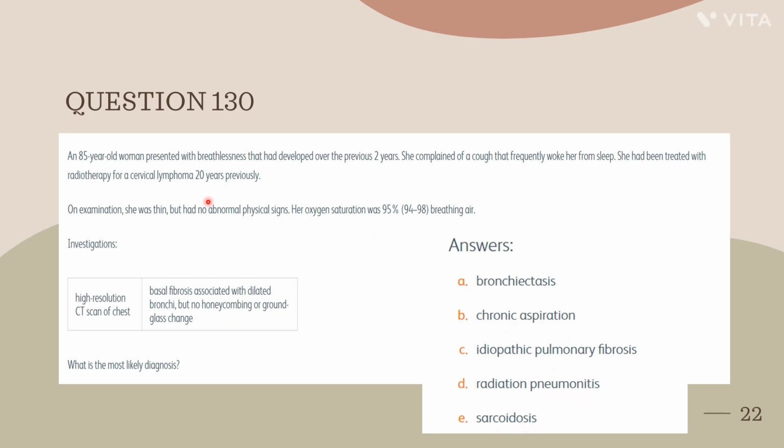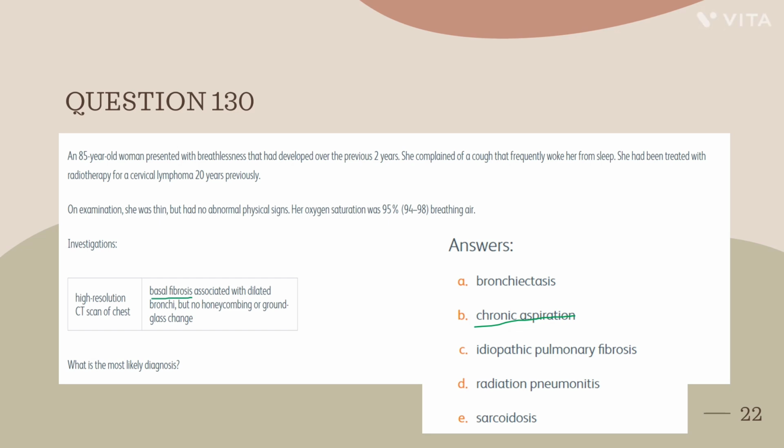So she had received radiotherapy some 20 years previously. Okay, and she's having the symptoms over the past 2 years, and she's very elderly, and she's coughing that wakes her up from sleep. She had been treated with radiotherapy, and she's thin, but there are no abnormal signs, and saturation is also okay. So this is chronic aspiration, especially in an elderly patient coming with cough, waking her up from sleep and all. And there is basal fibrosis also from recurrent aspiration.